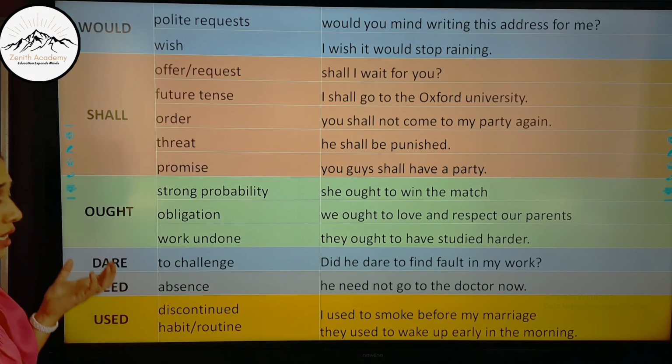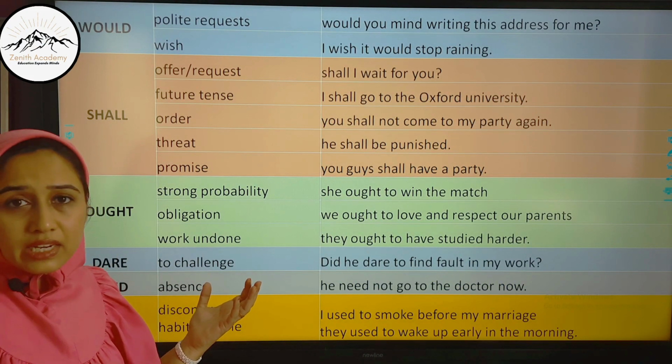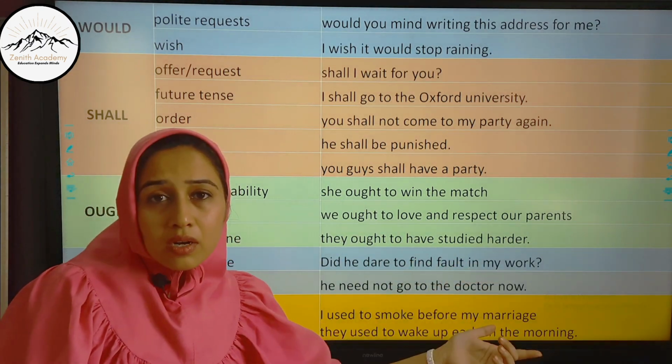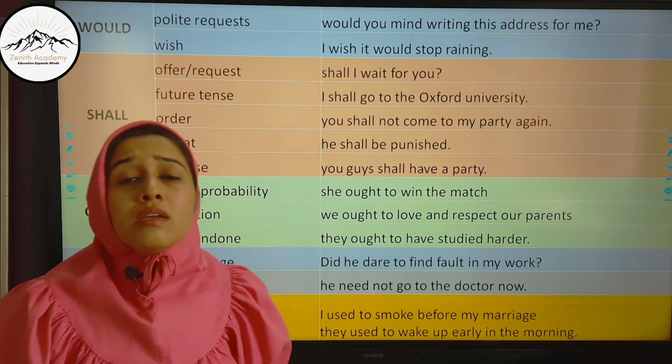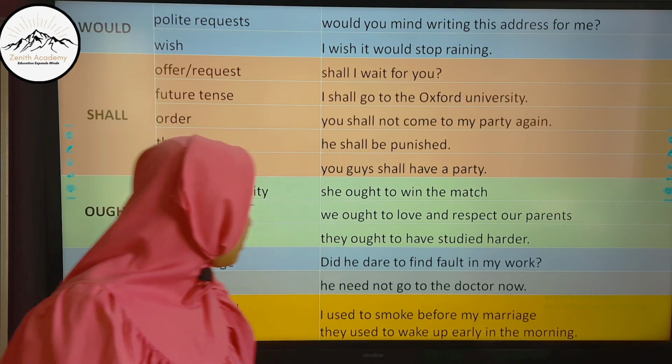So they ought to have studied harder. Next is dare. Now dare, the word itself conveys that it is to convey a challenge. Did he dare to find fault in my work? So if he is daring, he is challenging and finding fault in my work.